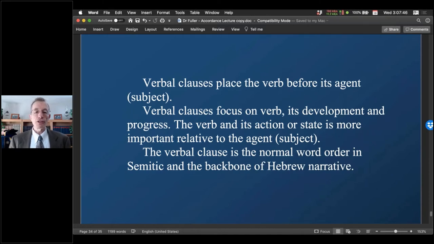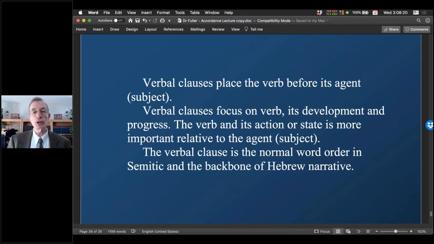Then the verbal clause focuses on the verb, its development and progress. The verb and its action or its state; remember, they have states as verbs. In Semitic, they don't see just what we would always call action verbs, and they also see states. So to be tall is to them a state, and to be heavy is a state, but it's also a verb to them. That's foreign to Westerners like ourselves. We're not used to that.